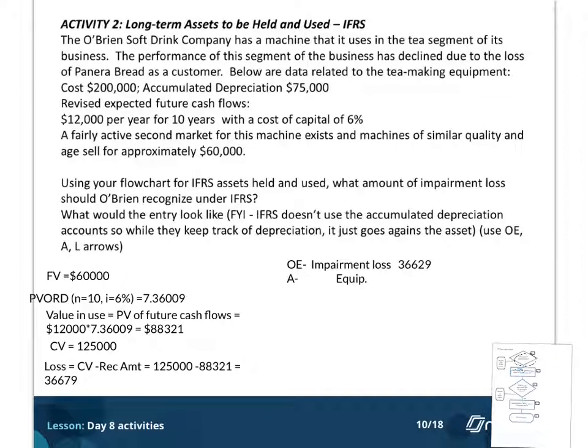All right, so we got 36,679, not 629. You're saying, where did she get that number? She didn't. 36,679 would be my credit there. And that would take care of my impairment loss for IFRS assets held in use.